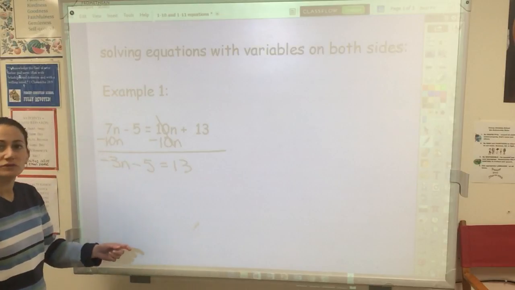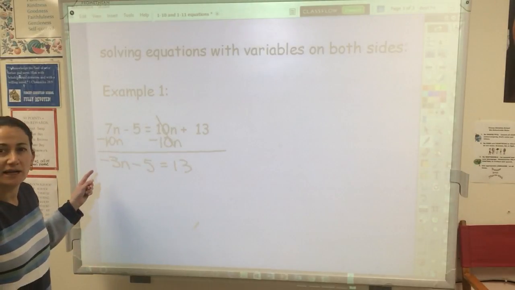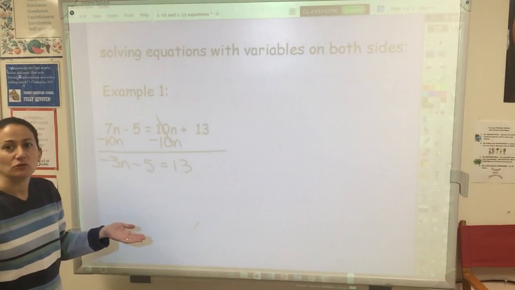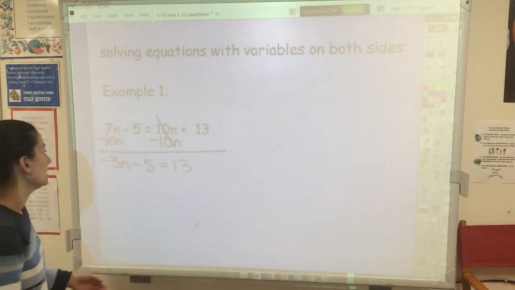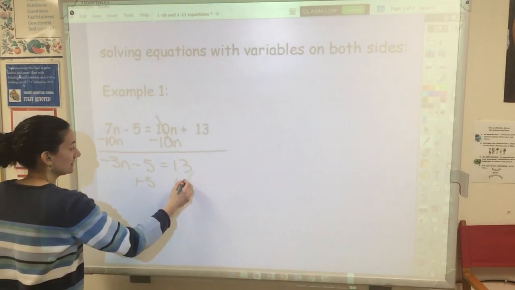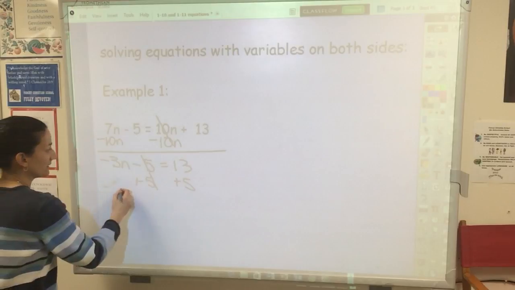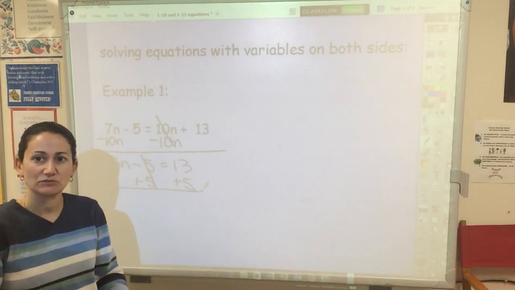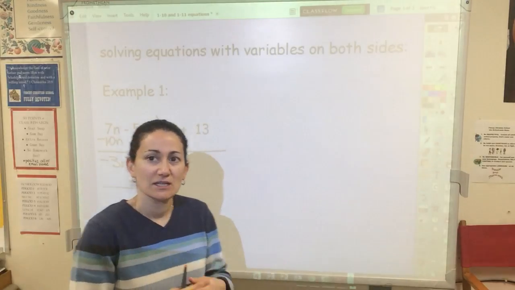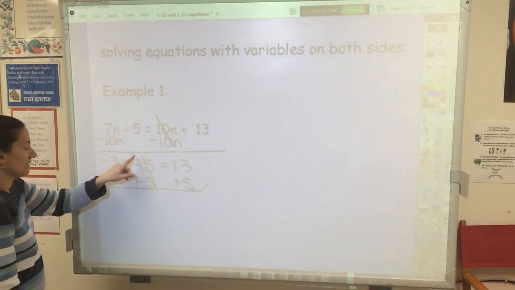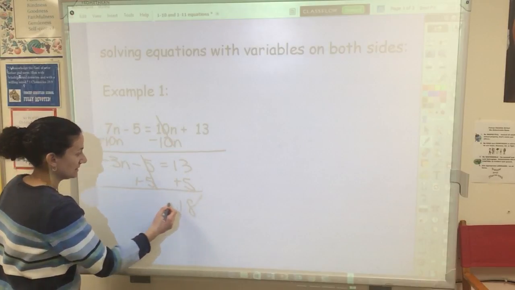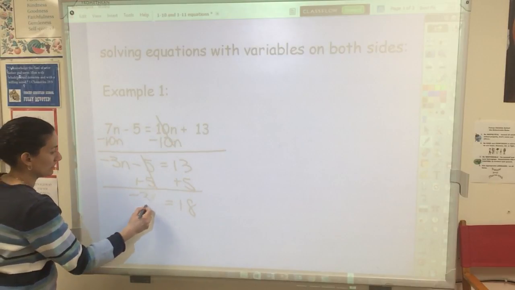Now that I have moved the variable term, and I only have one variable term in my equation, I can solve it as a normal two-step equation. So I would just add 5 to both sides. Always do the adding or subtracting first when you're solving equations, because remember, we're undoing PEMDAS. We're undoing the order of operations. So I'm going to add first. That removes the 5, and over here that would give me 18. And then I've got negative 3n.